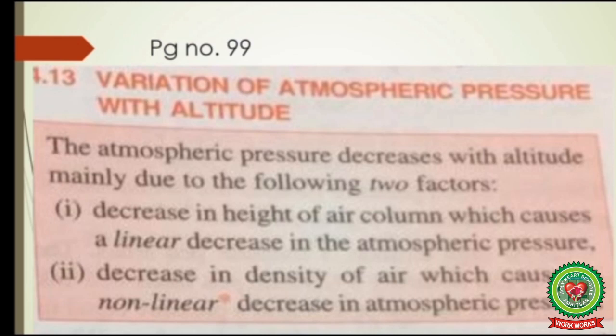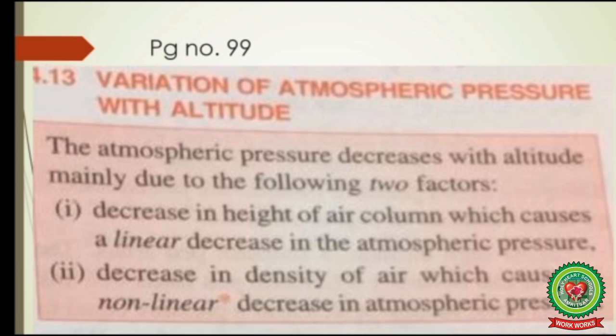Let's read. Variation of atmospheric pressure with altitude. The atmospheric pressure decreases with altitude mainly due to the following two factors. Number one, decrease in height of air column, which causes a linear decrease in atmospheric pressure. Number two, decrease in density of air, which causes a non-linear decrease in the atmospheric pressure.